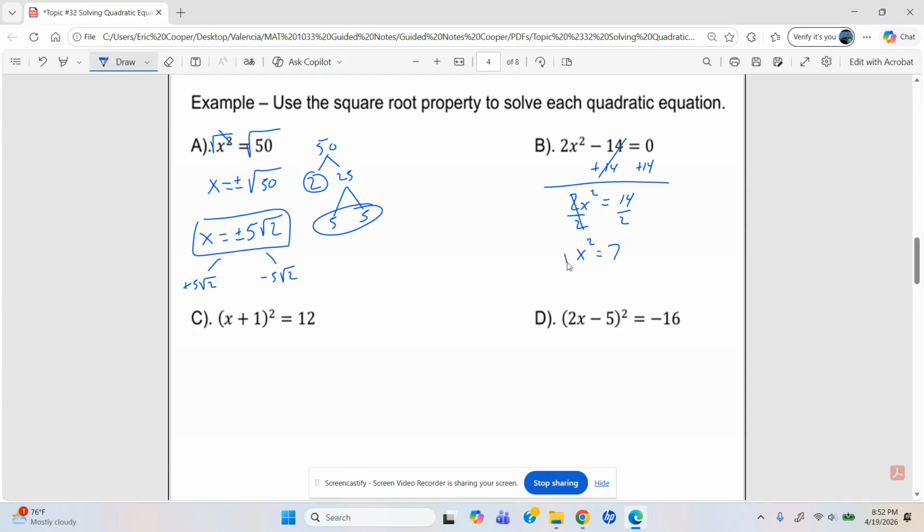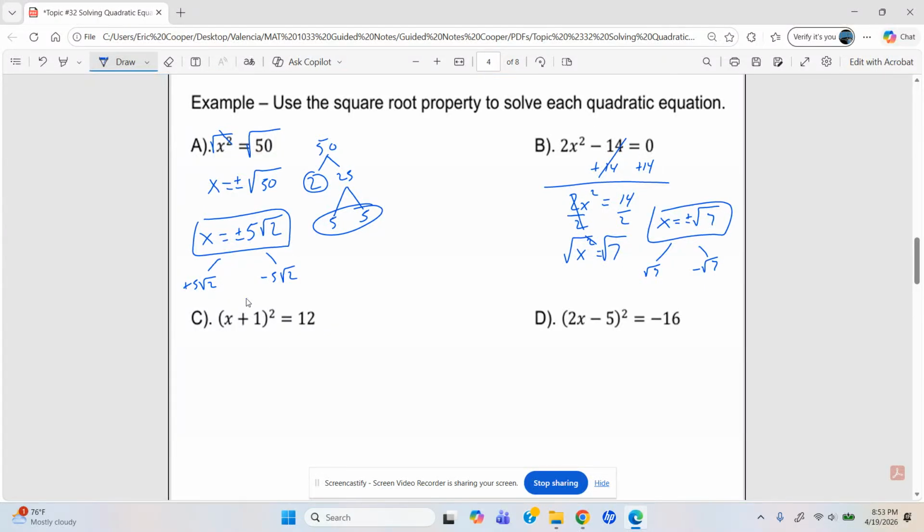In order to get rid of the squared, we will square root, but whatever we do to one side, we'll do to the other. So now this will become x equals plus or minus the square root of 7. And since 7 is prime, it can't break down any further. This would be my final answer. Again, this represents an answer of positive square root of 7 and an answer of negative square root of 7.